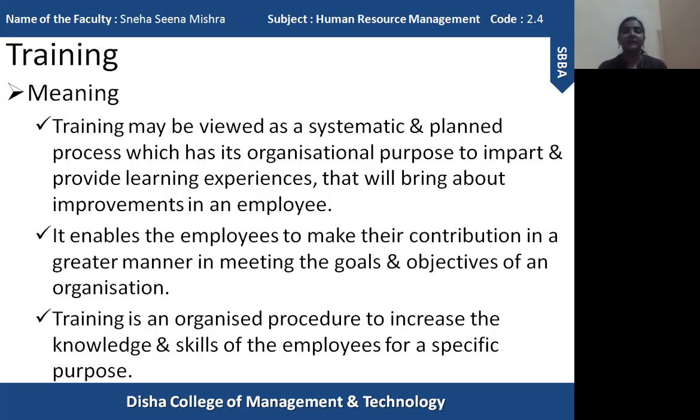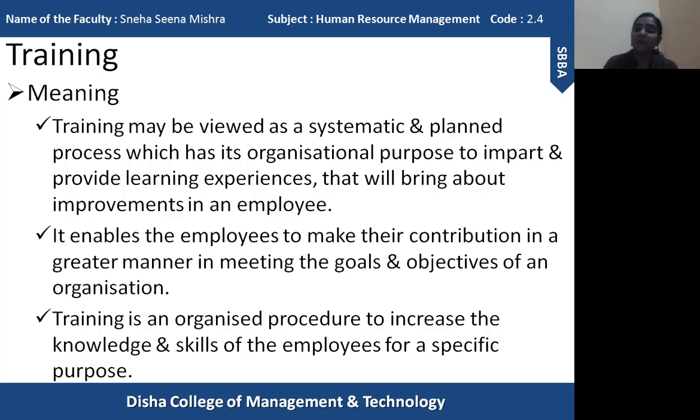So basically, training is a systematic procedure which imparts knowledge and skill related to a particular job, related to a specific job, so that it can make some kind of improvement within an employee. Okay. Now, for example, a candidate has already gone through the training programs. What would be his or her contribution? His contribution would be in a greater manner in comparison to those employees who have not received any kind of training. See, a trained person would definitely perform better than an untrained person.